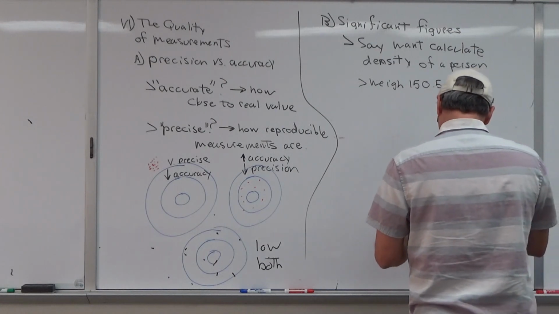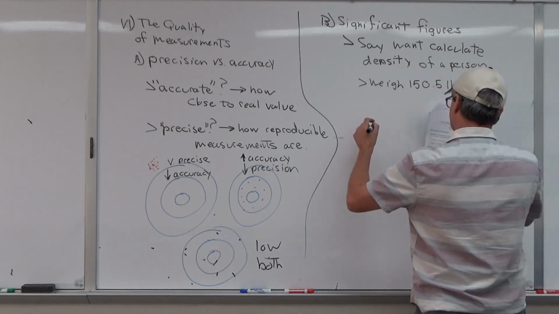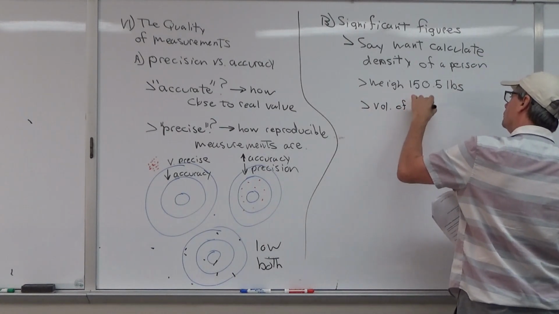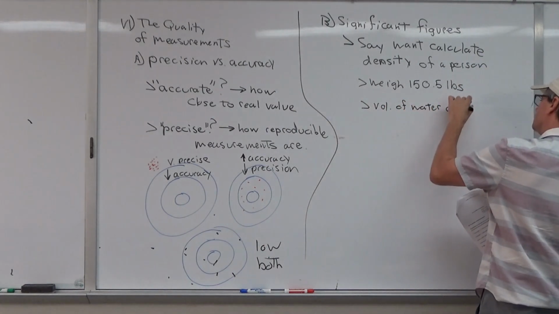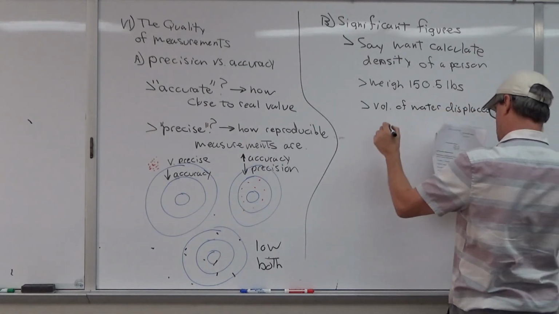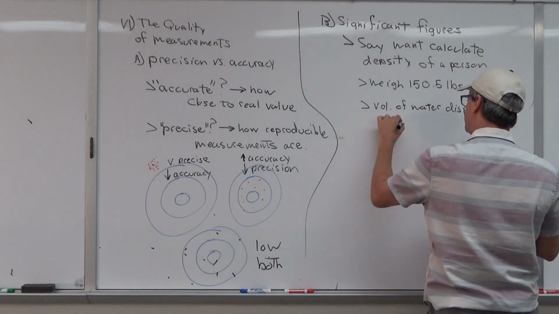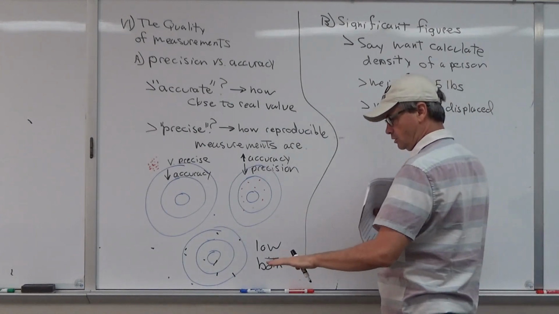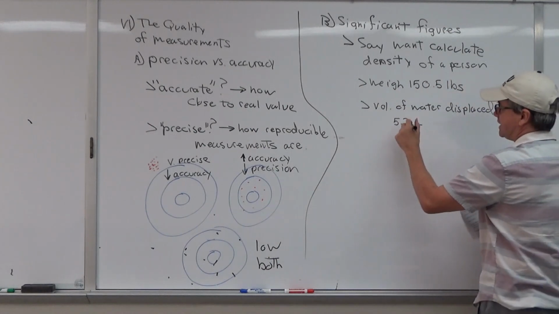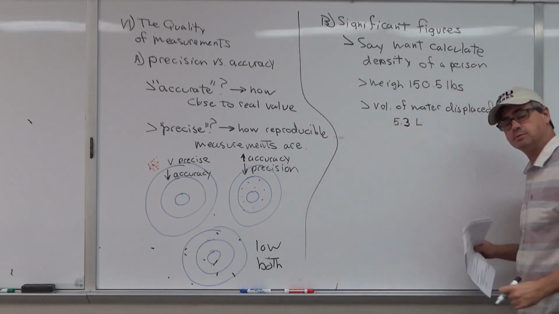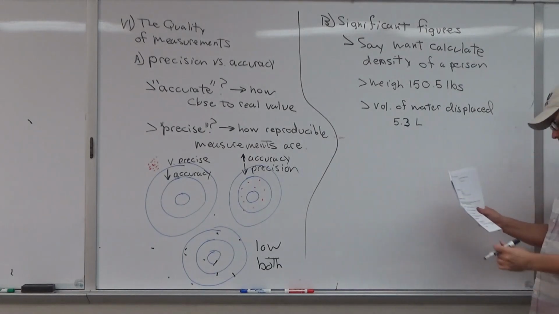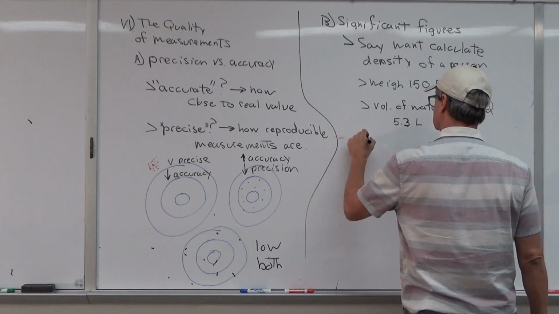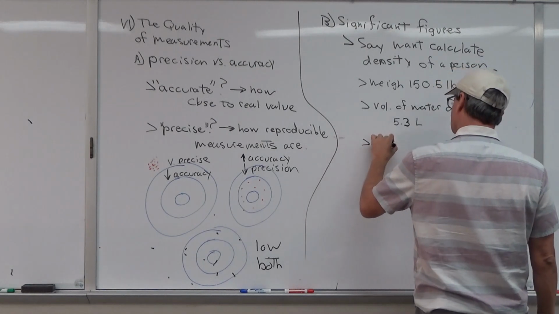Okay. All right, so volume of water displaced. Okay, that we come up with 5.3 liters. Okay, so this last value is probably plus or minus 0.1. All right, so do the division.